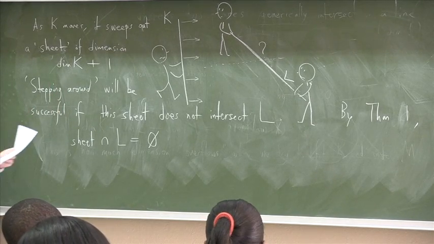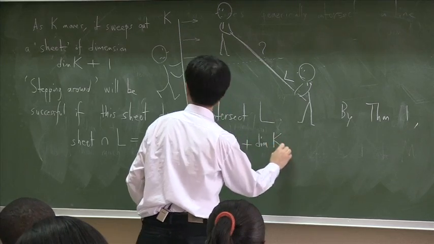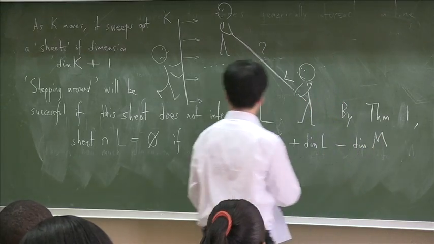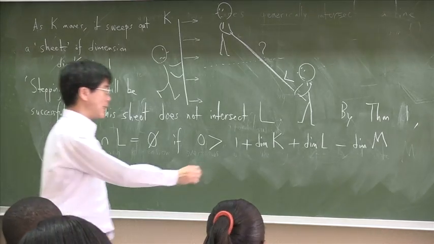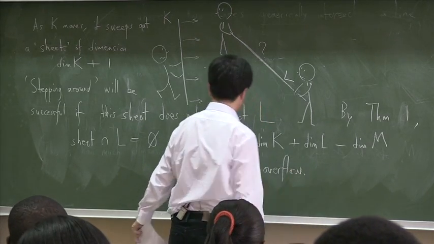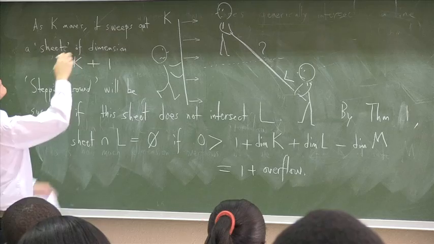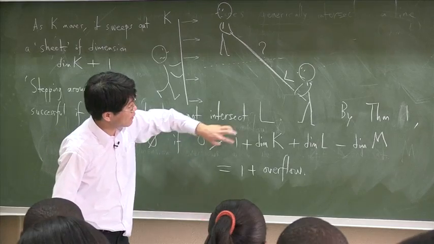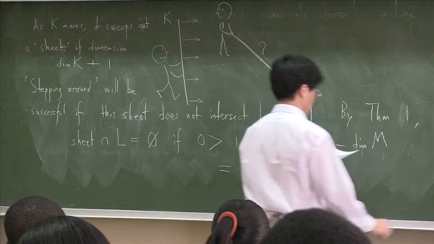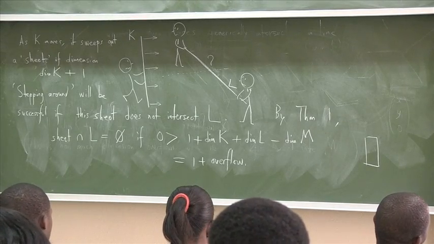You can perturb it generically to eliminate intersection if the overflow, which is 1 plus dimension of K, that's the dimension of the sheet, plus dimension of L, minus dimension of M, is strictly negative. But this number is simply 1 plus the overflow. And you see that, therefore, it's successful: you can avoid the crossing if and only if the overflow is strictly less than minus 1. That's the condition. If it's equal to minus 1, the sheet and L intersect in points, in zero-dimensional things. That's the conclusion. Okay. I'll add one or two corollaries, and then that's it.